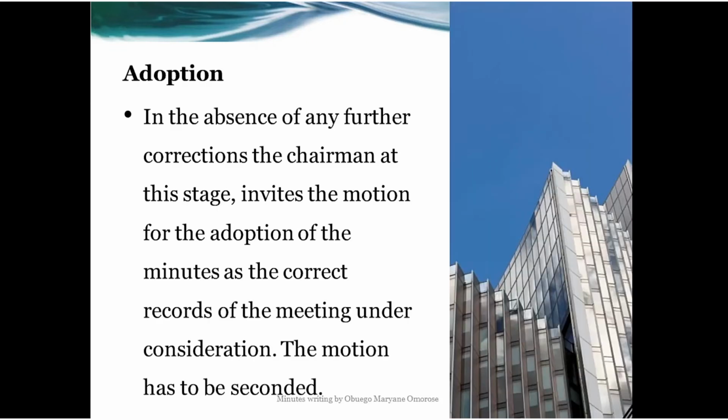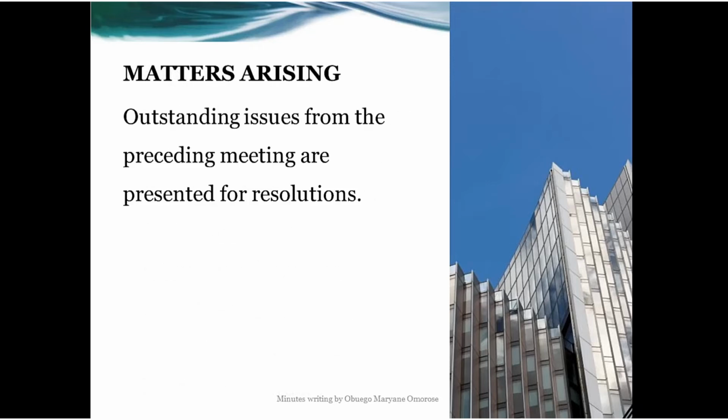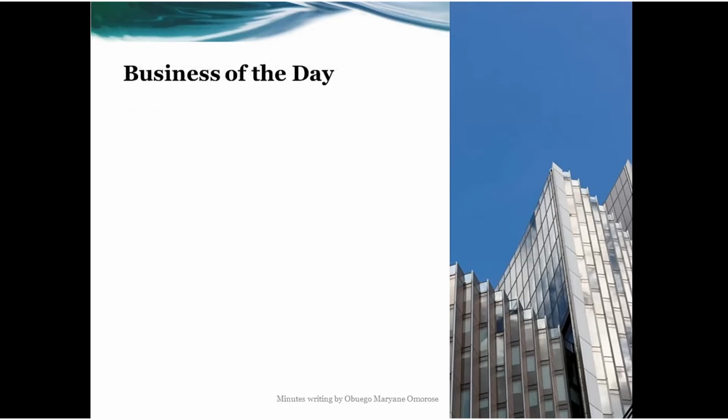So in the absence of any further corrections, the chairman at this stage invites the motion for the adoption of the minute as the correct record of the meeting under consideration. So the motion has to be seconded. Next thing you note in your minutes, according to sequence, is matters arising. So outstanding issues from the preceding meetings are presented for resolutions. The next thing is business of the day.